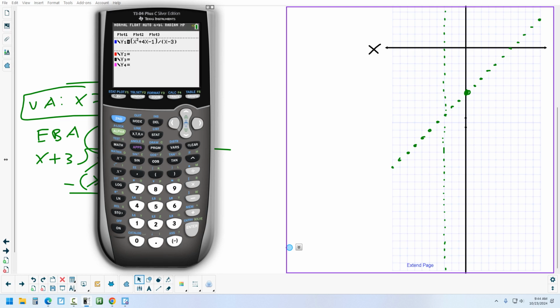Can someone remind me what was the numerator in this problem? X squared minus 3x minus 7. Yep, and what was the denominator? X plus 3. Okay, and that's it. So where was our vertical asymptote?